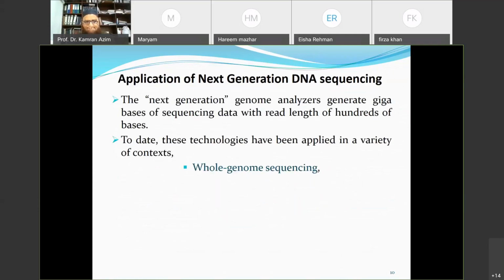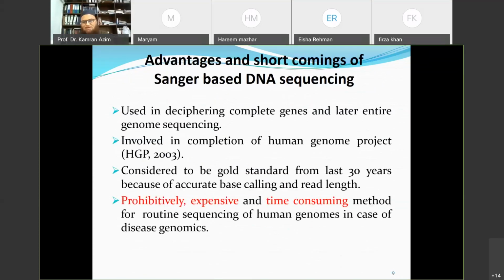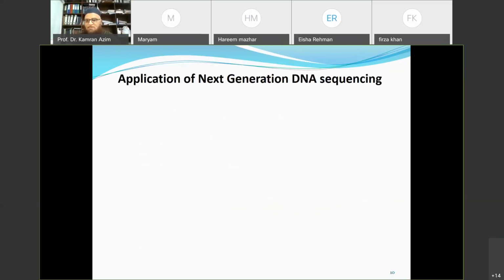So because of this reason, that we are not able to sequence the complete genomes of living organisms, including humans and other genomes, using the Sanger sequencing method, because of the need, another type of technique called next generation DNA sequencing was introduced in 2007-2008, approximately 12 years back from now.